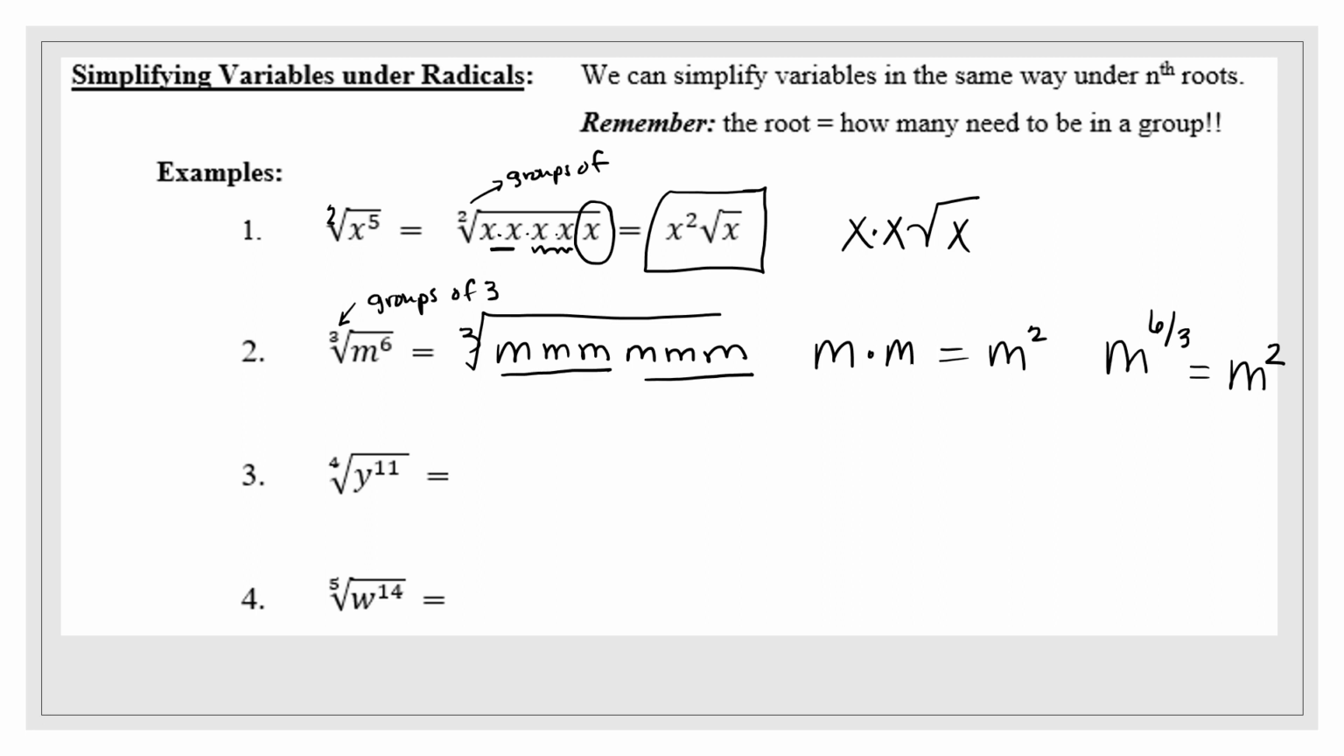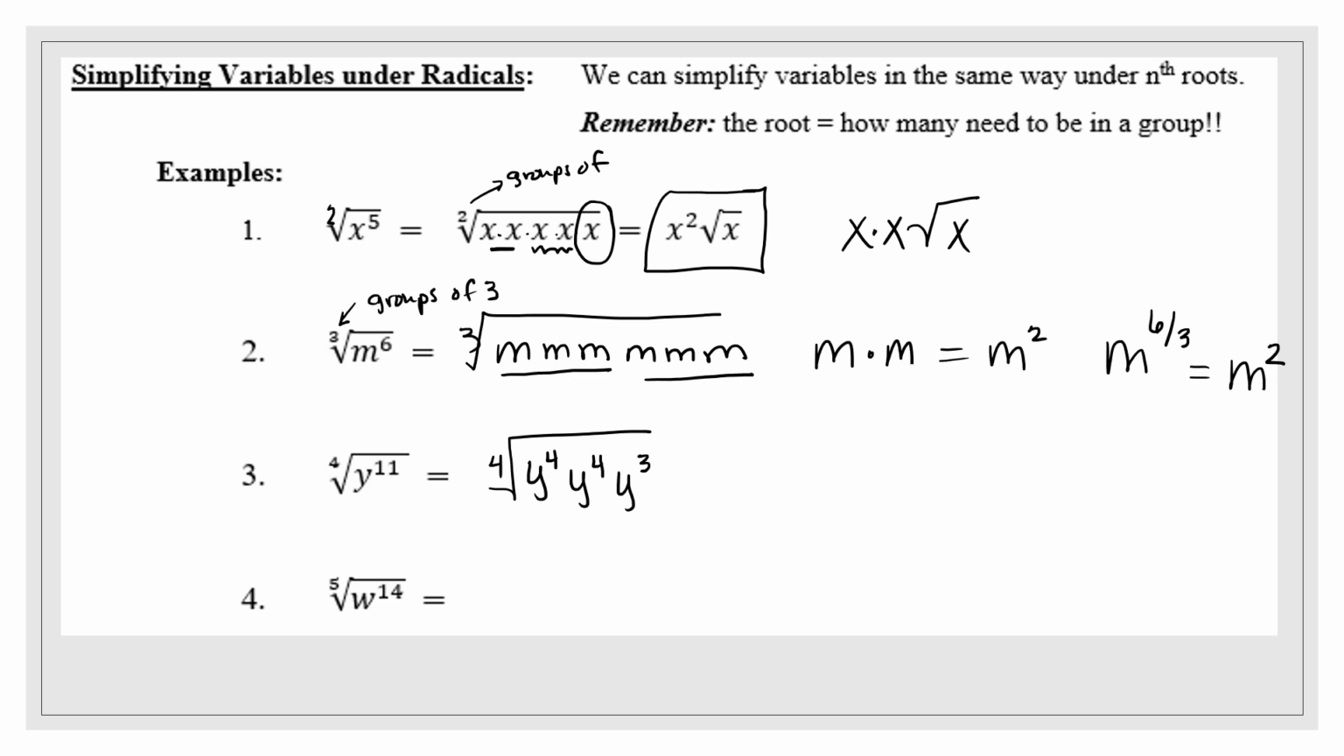The 4th root of y to the 11th. All right, let's count by 4s and not write 11 y's out here. So I can have y to the 4th and another y to the 4th. That would give me y to the 8th. Multiplied by a y, 8, 9, 10, 11, I need y to the 3rd. And I'm going to take the 4th root of each of those.